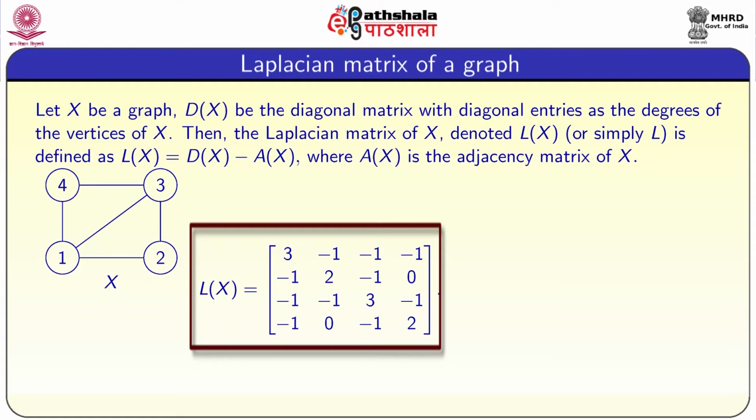If you look at the matrix clearly, we can see that some of the elements in the rows are going to be 0. For example, in the first row, the diagonal entry is 3 and the remaining are minus 1, minus 1, minus 1. So, some of the entries in the first row are 0, some of the entries in the second row are 0 and so on. This suggests that L of X is a singular matrix, that means the determinant of L is equal to 0. We will see whether it is true or not in a while.